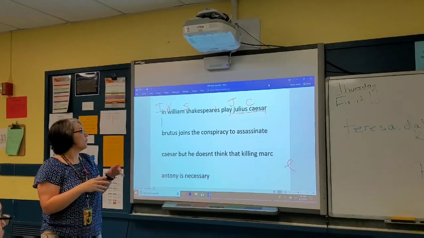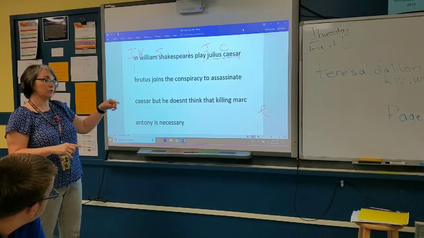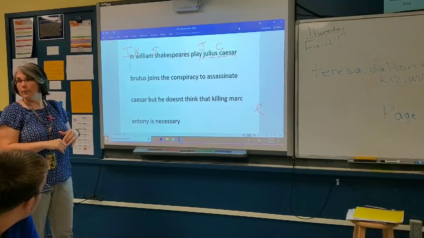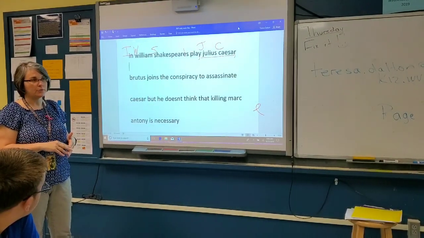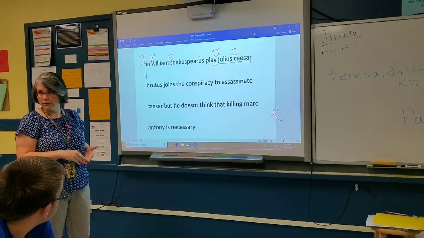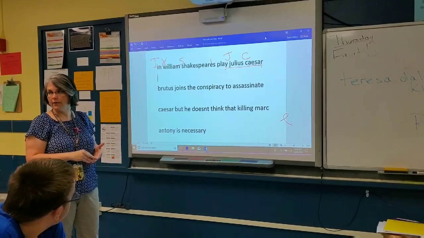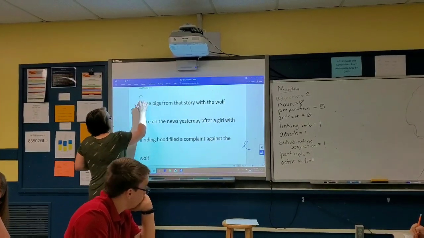It's called a dependent clause. Okay. Well, it's not a dependent clause. It's a prepositional phrase. Okay. So because of that, anytime you start a sentence with a prepositional phrase that is more than three words, you want to use a comma after that. Fun fact. Okay.